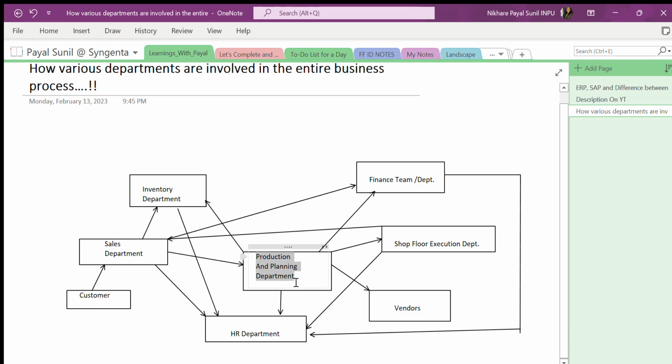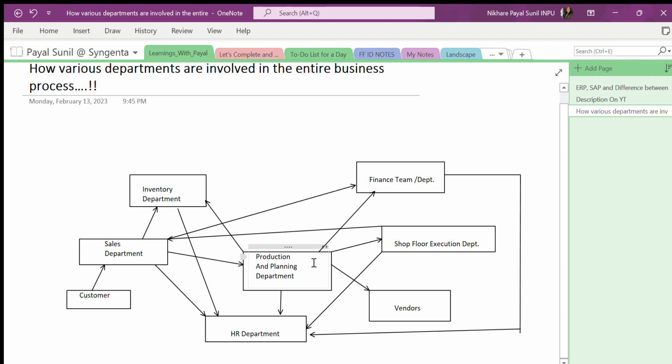Now for manufacturing that product, we will require raw material, correct? So to check if that raw material is available or not, the production and planning team will contact the inventory department again. Now again, we have assumed one more scenario: if raw material is not available, then what? So if raw material is not available, the production and planning department will contact vendors and buy that particular raw material from them. They will purchase it from vendors.